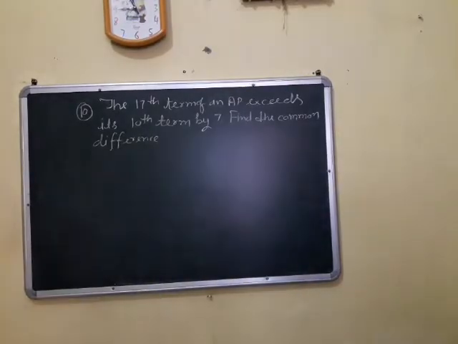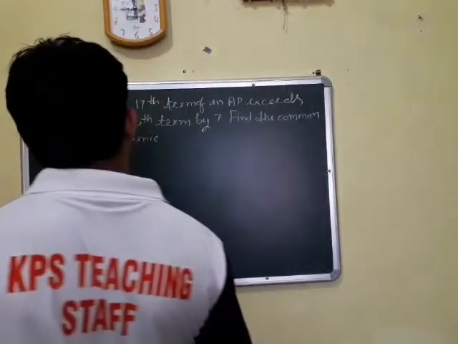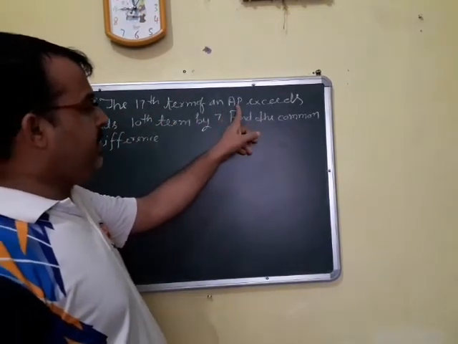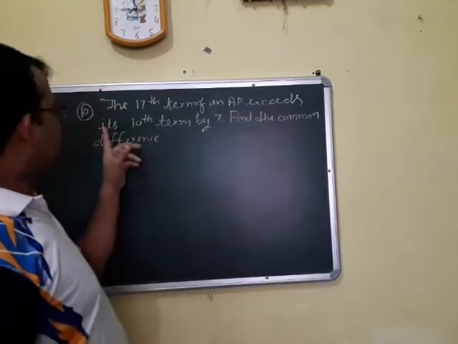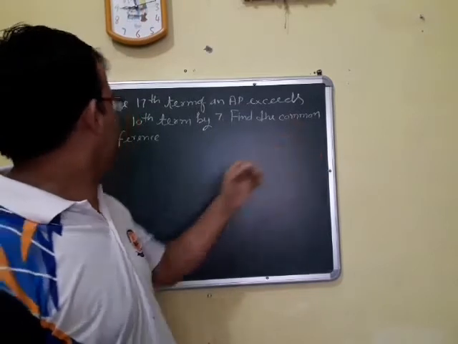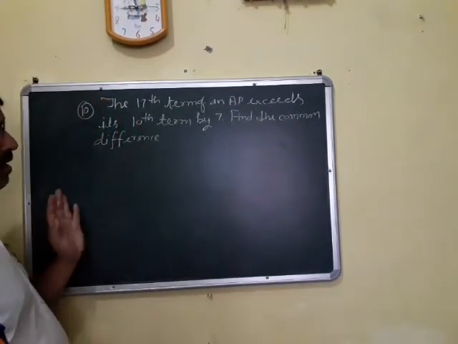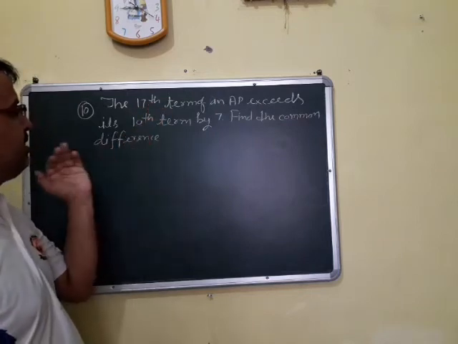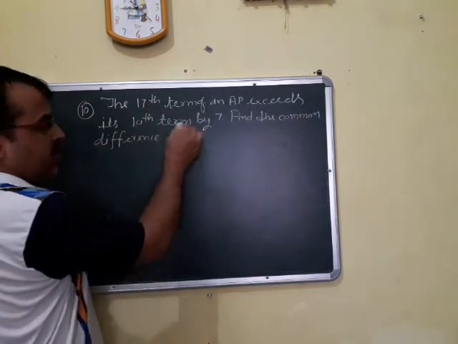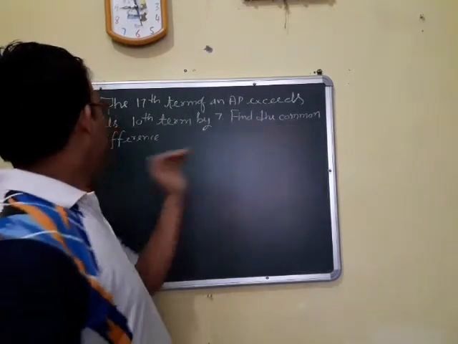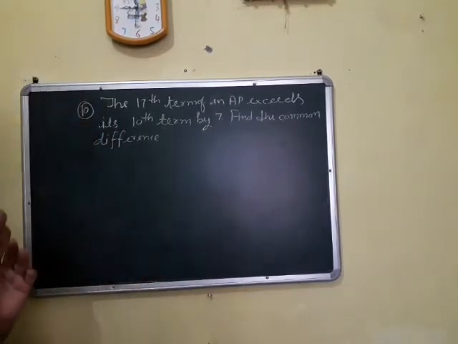Now your question number 10 here. Question number 10. The 17th term of an AP exceeds its 10th term by 7. Find the common difference. तो यहाँ पे हमें क्या निकालना है? कह रहा है कि जो 17 टर्म्स है उसको कितना एक्सीड कर देता है? 10 टर्म से कितना? 7 एक्सीड कर दिया गया, 7 बढ़ा दिया गया. तो फाइंड द कॉमन डिफरेंस. तो पूछ रहा है कि कॉमन डिफरेंस क्या होगा.